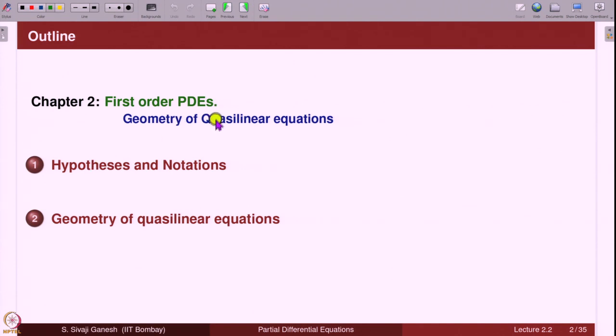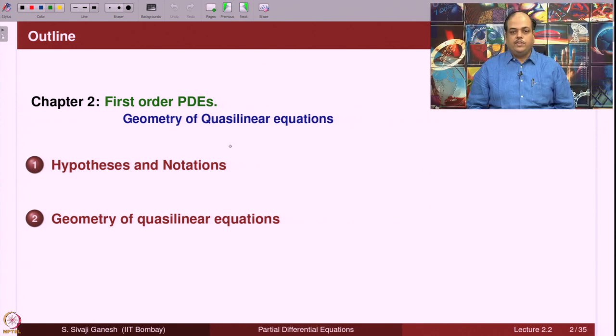Welcome. From now onwards, we will start analyzing first order partial differential equations for their solutions. Today's lecture is devoted to the geometry of quasi-linear equations. In this, first we set up the basic hypothesis and notations which will be assumed throughout the analysis of the quasi-linear equations, and then we discuss the geometry of quasi-linear equations, the geometrical objects which are associated to quasi-linear equations.